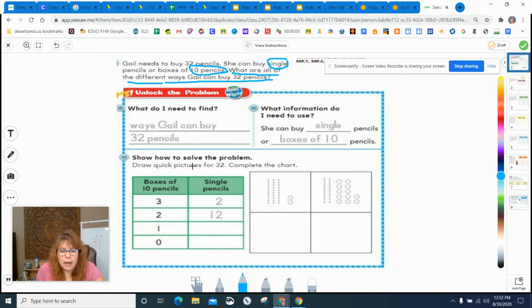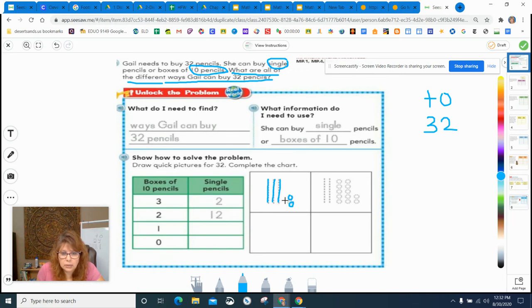Now it says draw a quick picture for 32 and complete the chart. So I always do it for myself: 32, and then I put T and O because that helps me see how many tens and how many ones. I know that I need 3 tens. 1 ten, 2 tens, 3 tens, and then I have 2 ones, so I put 2 ones. Now I need to find a different way. Same amount, but a different way.